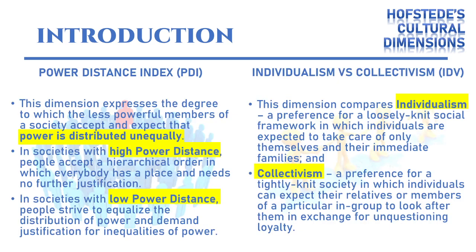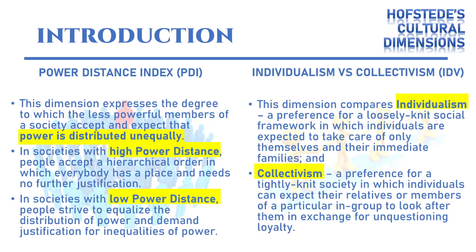The first dimension, power distance index, PDI. This dimension expresses the degree to which the less powerful members of a society accept and expect that power is distributed unequally. In societies with high power distance, people accept a hierarchical order in which everybody has a place and needs no further justification. While in societies with low power distance, people strive to equalize the distribution of power and demand justification for inequalities of power.